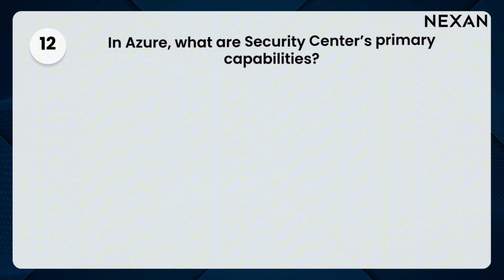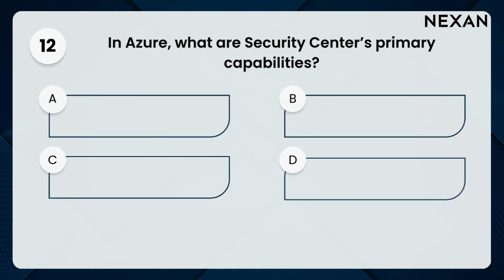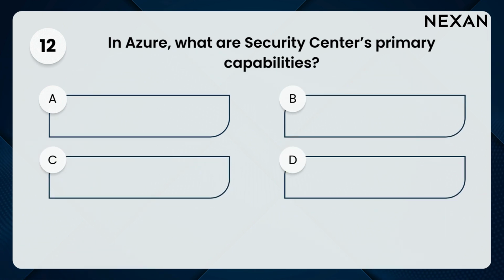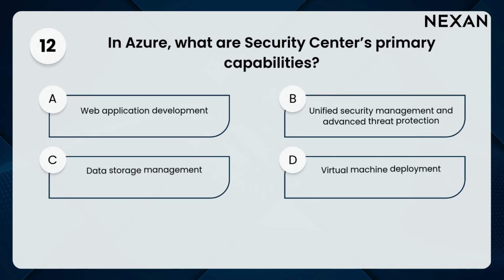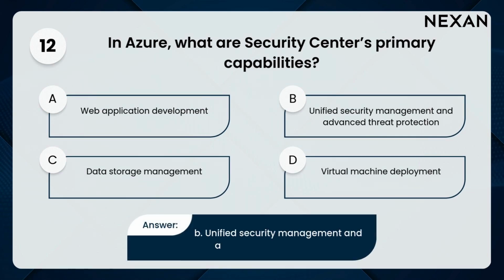12. In Azure, what are Security Center's primary capabilities? A. Web application development, B. Unified security management and advanced threat protection, C. Data storage management, D. Virtual machine deployment. Answer: B. Unified security management and advanced threat protection.